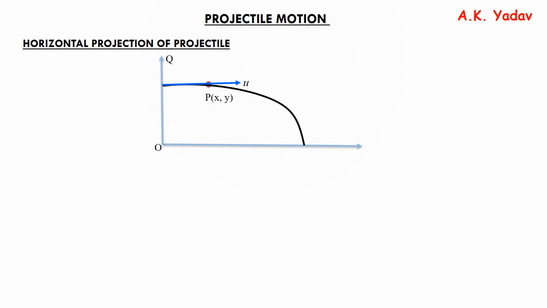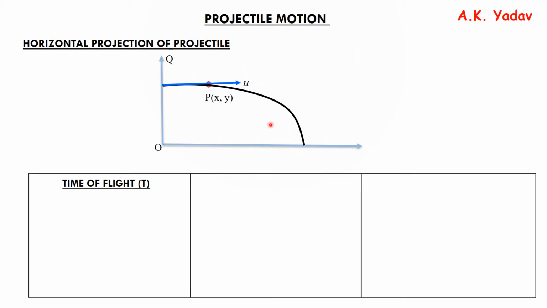Let us continue further on our discussion of horizontal projection of a projectile. So the first thing that we are finding is called the time of flight. It means for how much time the projectile was in air. We know y is equal to half gt square. Now y is equal to h, which is equal to half g, and capital T represents the time of flight. So we can write T is equal to under root of 2h upon g.